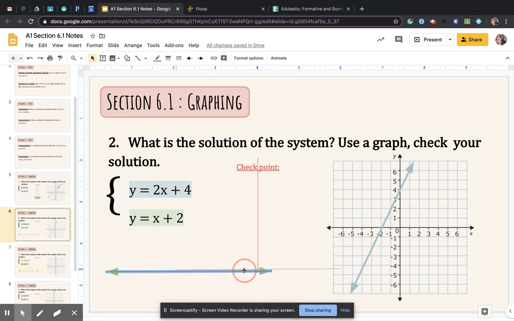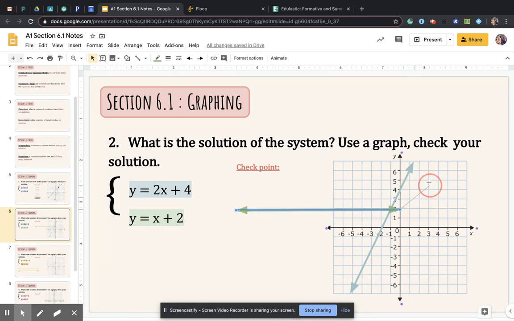And then I'm going to do the green line. So that's at 2 with a positive slope of 1. So I'm going to change the direction. We're going to go up 1 over 1. I could also go down 1, left 1. And so you're just really going to have to eyeball this. That's kind of what happens.